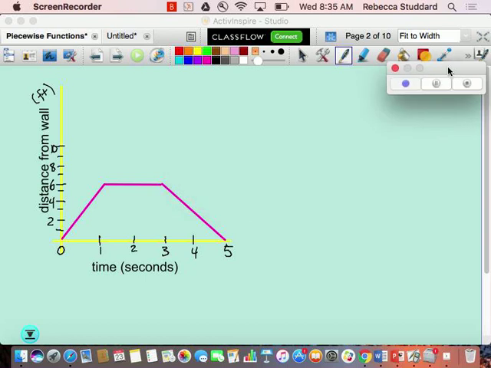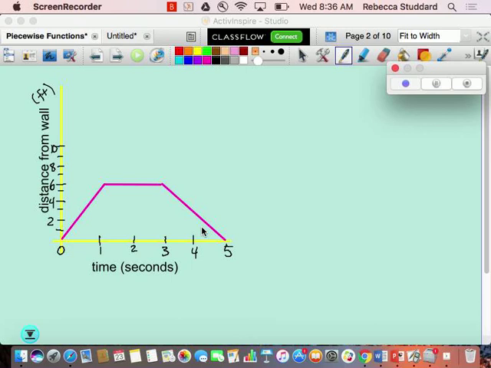Okay, so on Friday, we did distance time graphs. Say this was one of the graphs that you had. Where are we starting? At the wall. What do we do? We walk away from the wall for how long? 1 second. Then what do we do? Stop for how long? 2 seconds. And then we walk towards the wall for 2 seconds.